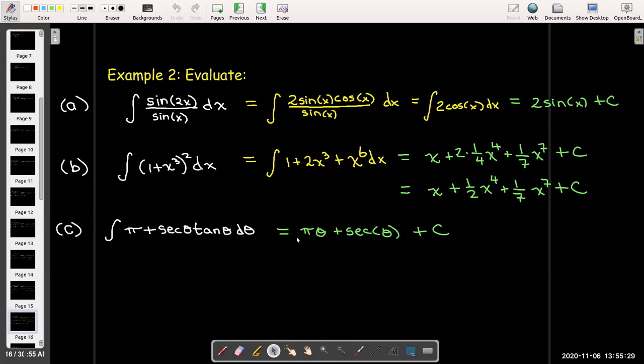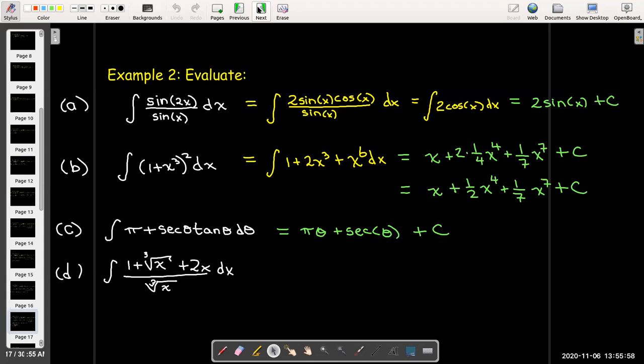The antiderivative of pi, I said pi x, but I did not see that our variable here is theta. So the antiderivative of pi with respect to theta would be pi theta. And then the antiderivative of secant theta, tangent theta, is secant theta. And of course, plus c to make it the most general antiderivative.